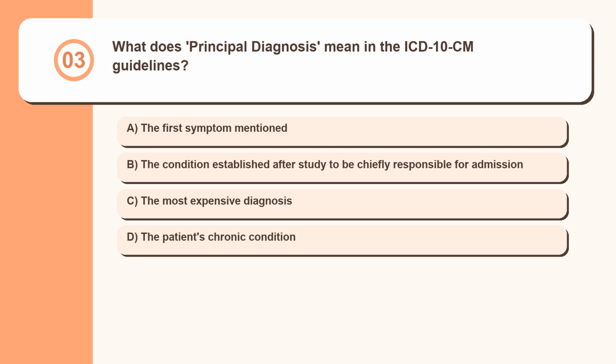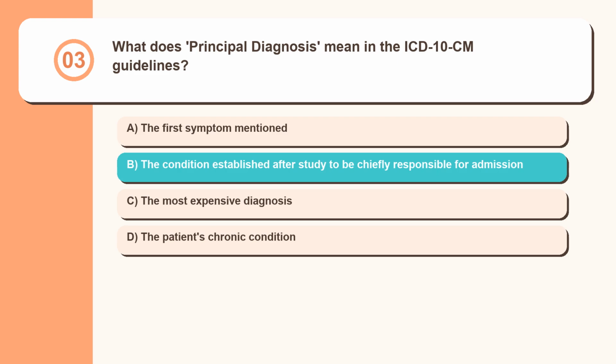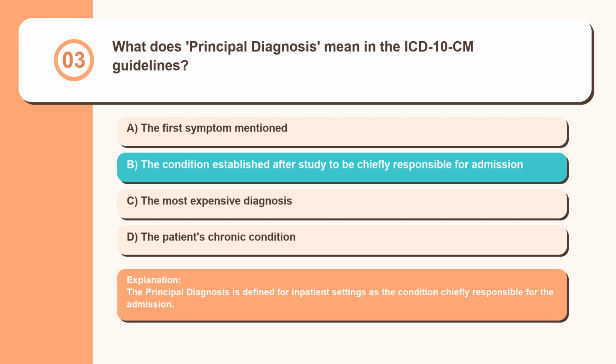Question 3. What does principal diagnosis mean in the ICD-10-CM guidelines? The first symptom mentioned. The condition established after study to be chiefly responsible for admission. The most expensive diagnosis. The patient's chronic condition. The principal diagnosis is defined for inpatient settings as the condition chiefly responsible for the admission.